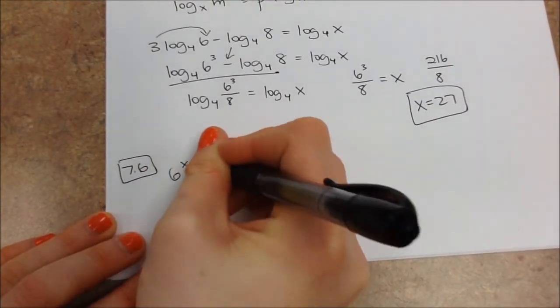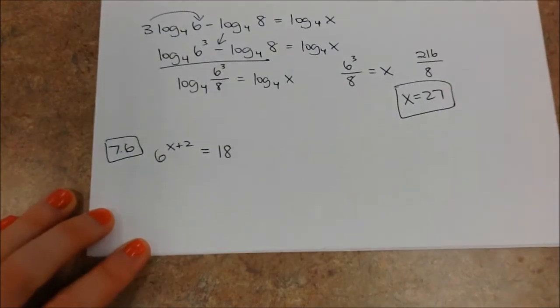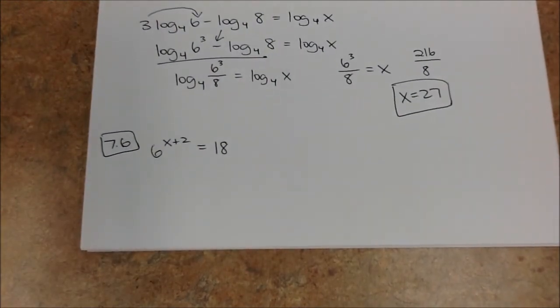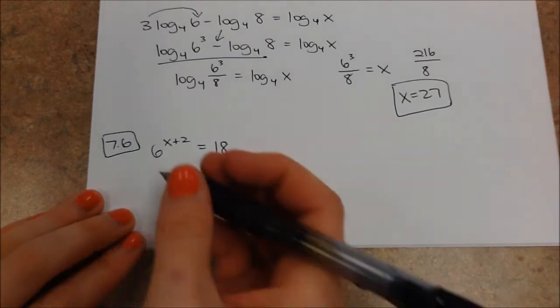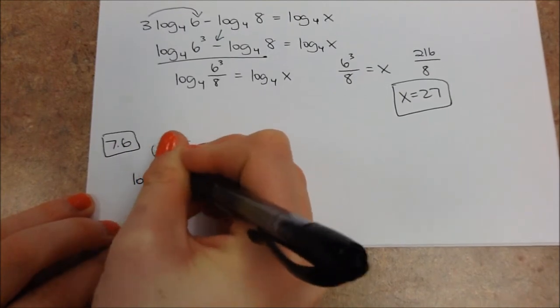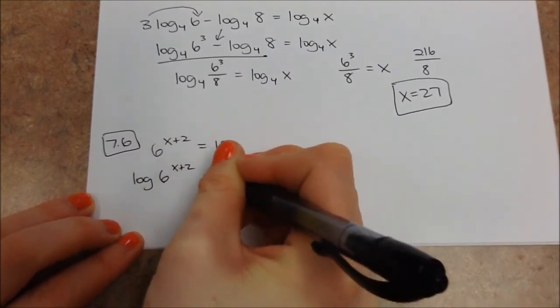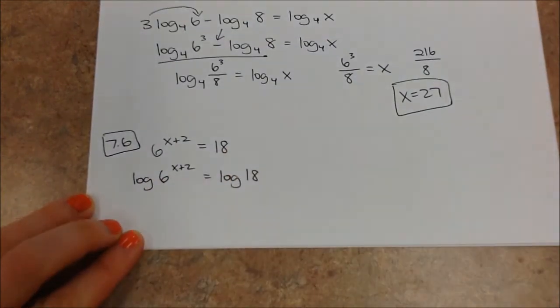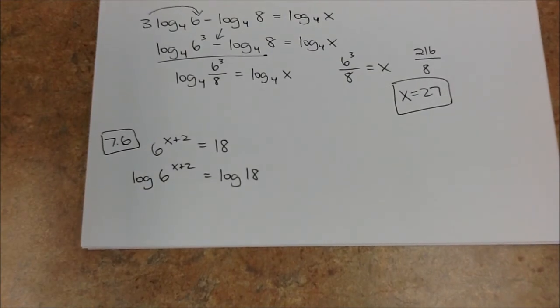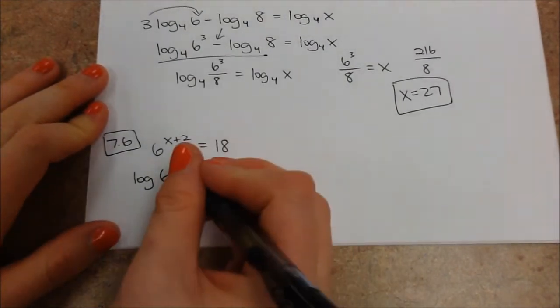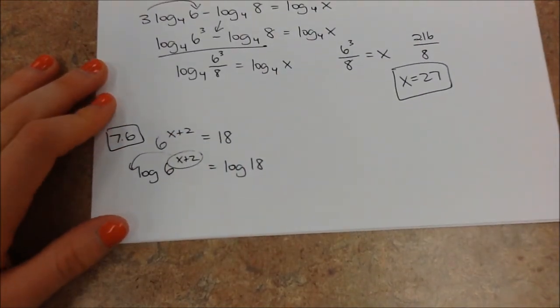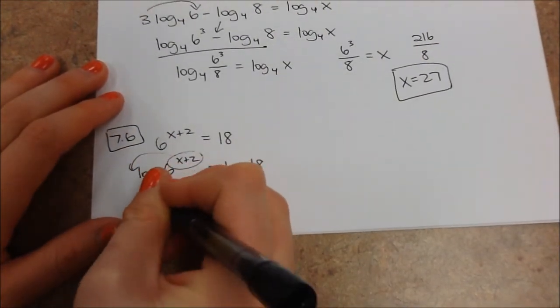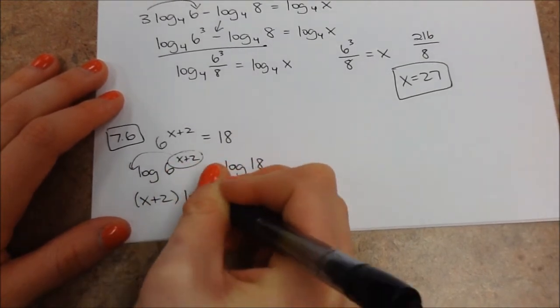6 to the x plus 2 equals 18. We did ones in 7-2, I believe, where we could write them as a common base. These ones you cannot write as a common base. So what you do instead is you start by taking the log of both sides. Okay, so again, if you cannot write them as a common base, you start by taking the log of both sides. Then you use one of these properties you've got written down that tells you that this x plus 2 can be written out front as like a coefficient of sorts. So make sure you keep it in parentheses, otherwise you might throw yourself off.